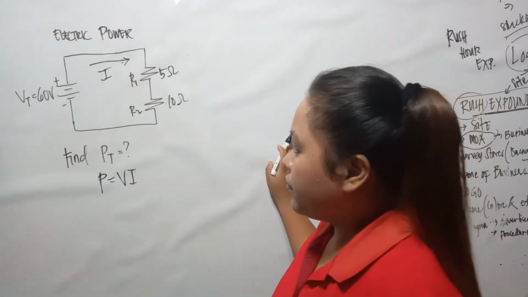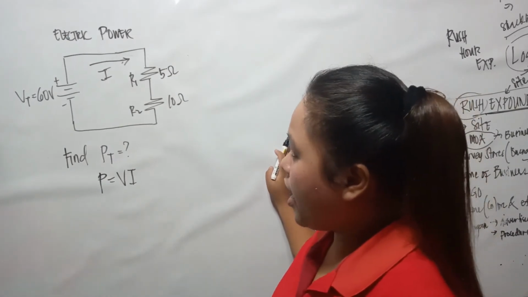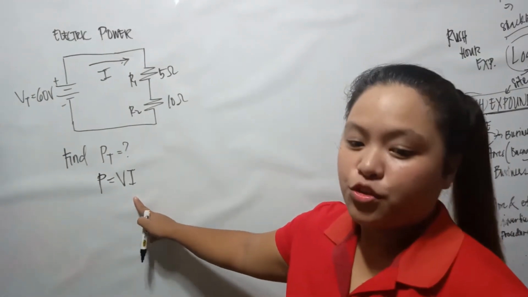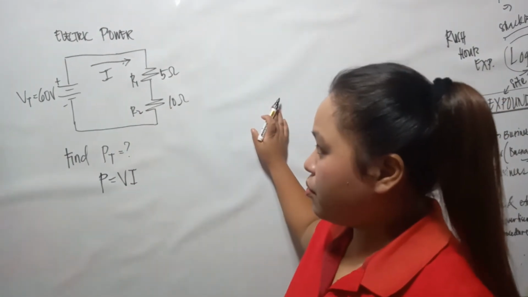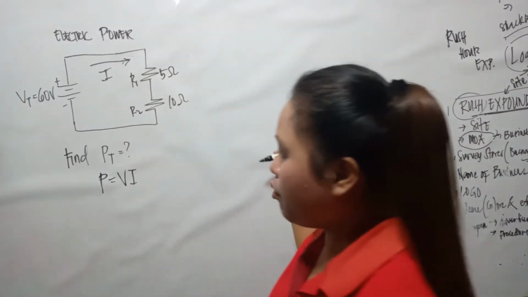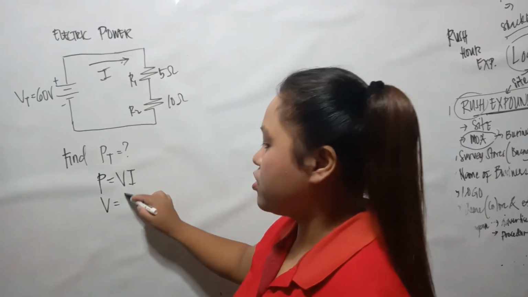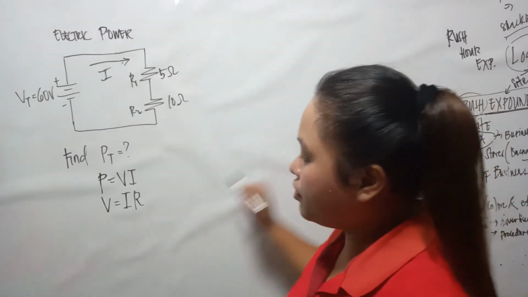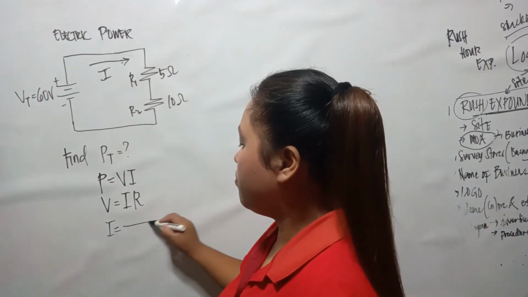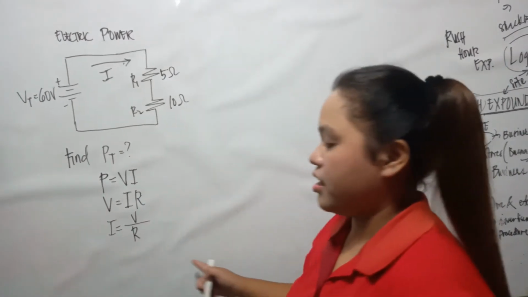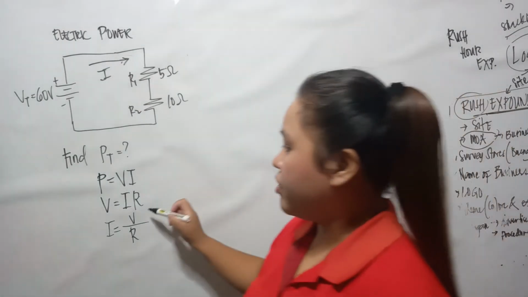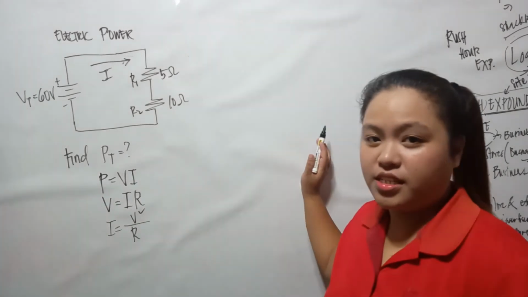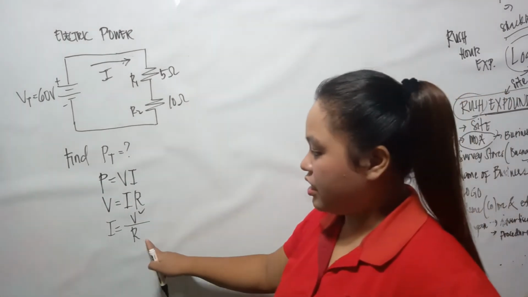We have the voltage here, but we don't know the current, so we need to find the current first. In finding the current, according to Ohm's law, voltage is equal to current multiplied by resistance, so current is just equal to voltage divided by the resistance. We have the voltage, but we don't know yet the value of the resistance, so we have to find R.